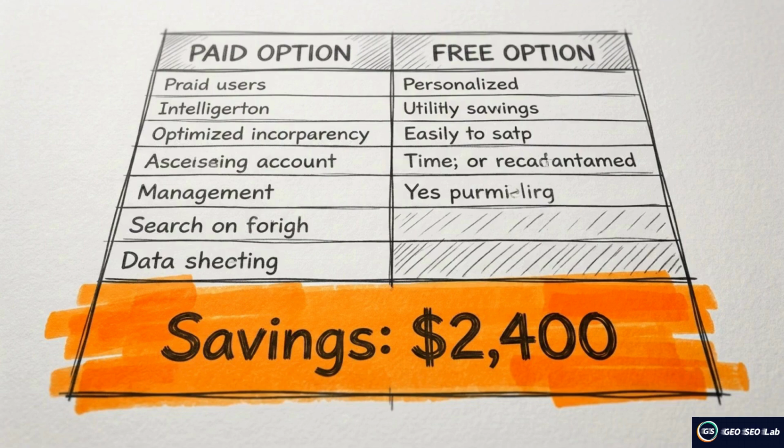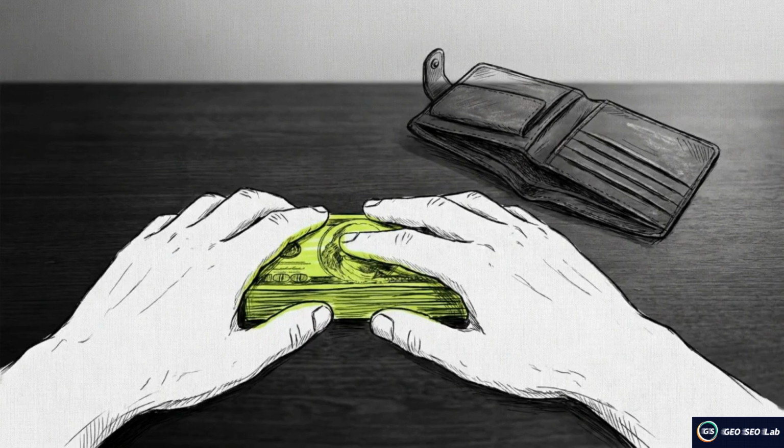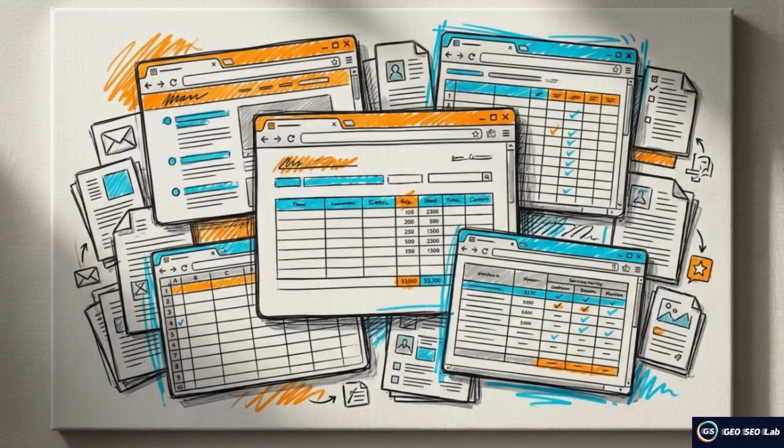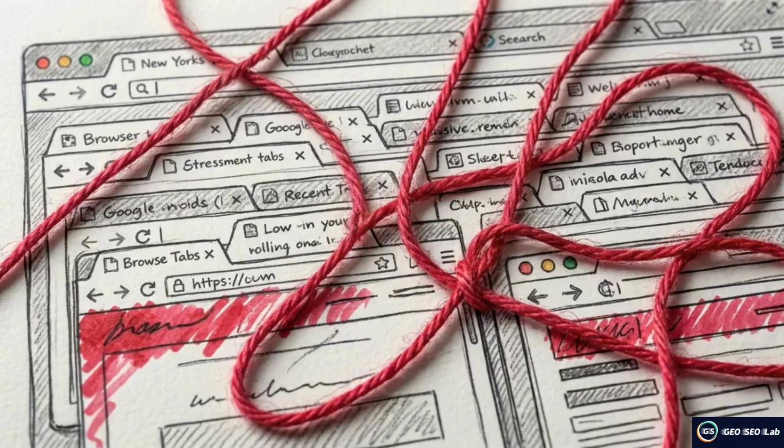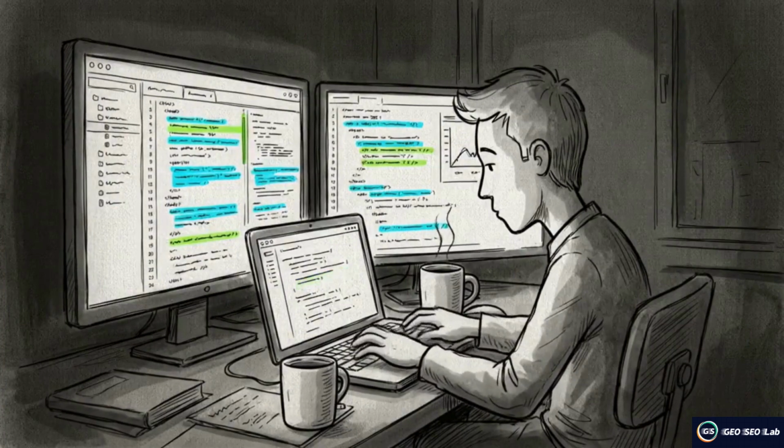The trade-off is convenience. You are losing the sleek, automated, all-in-one dashboard. Instead, you have to manually stitch together fragmented data across a dozen different browser tabs. Building a free stack is a direct exchange. You are trading financial cost for manual sweat equity and a high degree of organizational labor.